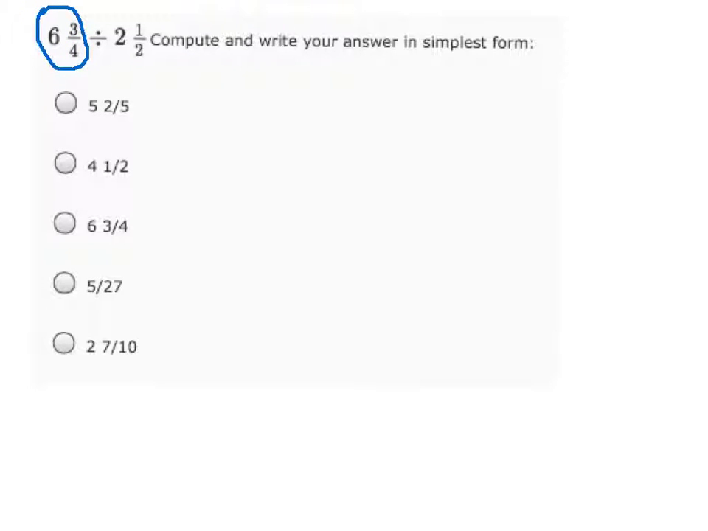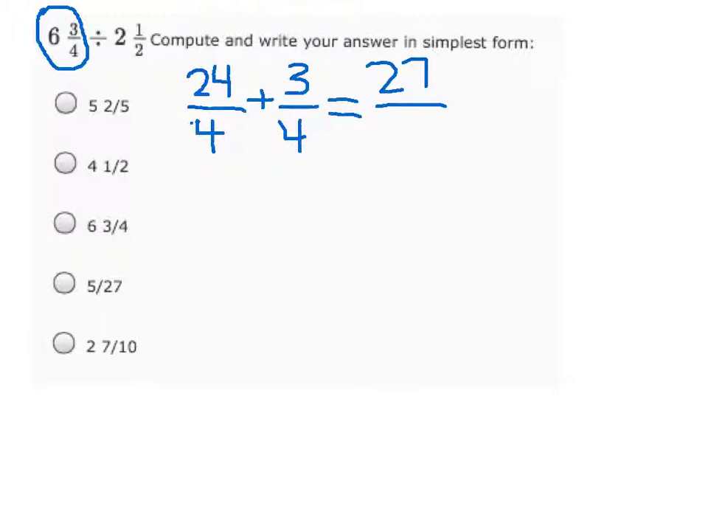So to begin, we want to multiply the whole number 6 times the denominator. So that gives us 24, and we keep that denominator the same, 24/4. And we still have the 3/4 as a part of that. So we know 6 is represented by this 24/4, and if you add the 3/4 to that, we'll have 6 3/4 is the same as 27/4.